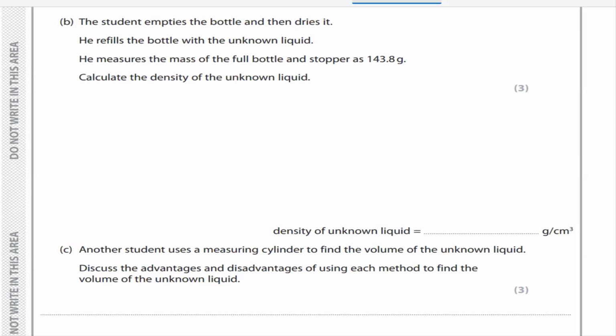Now question number B. The student empties the bottle and then dries it. He refills the bottle with the unknown liquid. He measures the mass of the full bottle and stopper as 143.8 gram. Calculate the density of the unknown liquid.